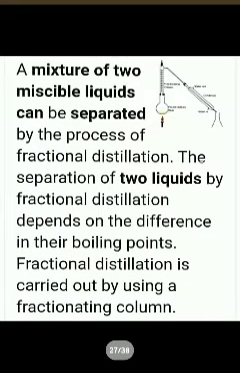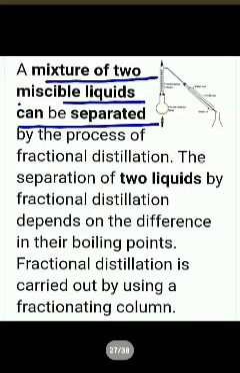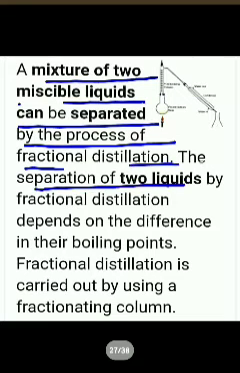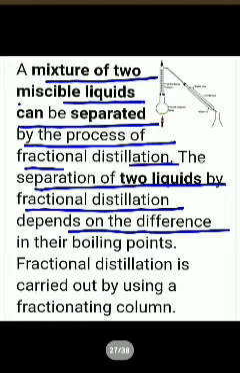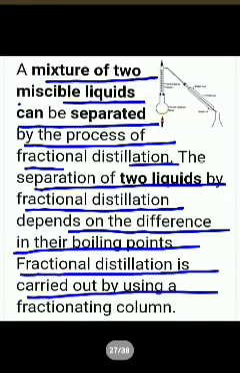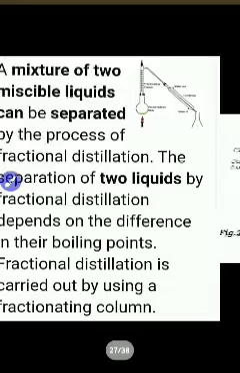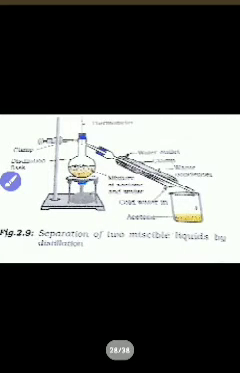So the next point is a mixture of two miscible liquids can be separated by the process of fractional distillation. The separation of two liquids by fractional distillation depends on the difference in their boiling points. Fractional distillation is carried out using a fractionating column. Now we can understand this by the diagram.